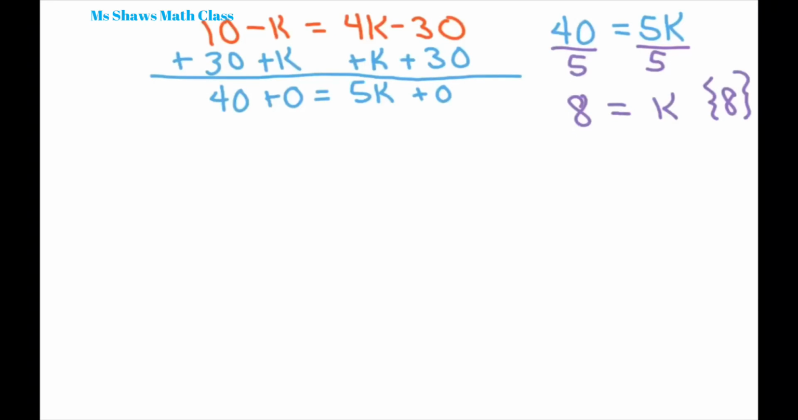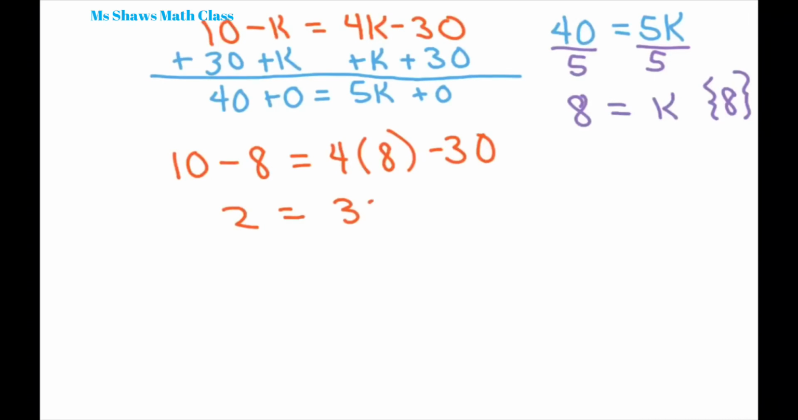All right, now let's check our solution by our substitution property. So everywhere there's a k, I'm going to put 8. We have another k, I'm going to put 8 here. So let's see, we have 10 minus 8 is 2. And here we have 32 minus 30. Well, 32 minus 30 is 2. So both sides do equal each other. So our solution set is 8.